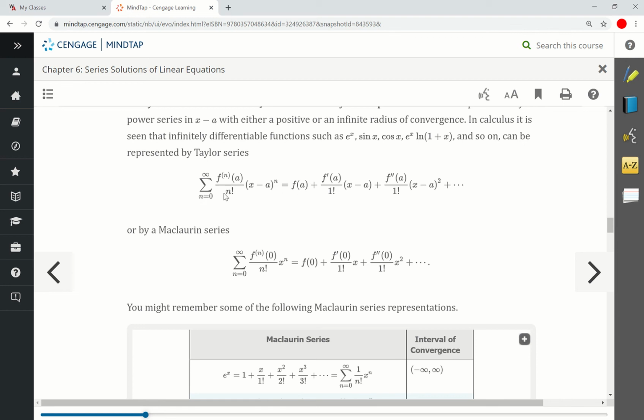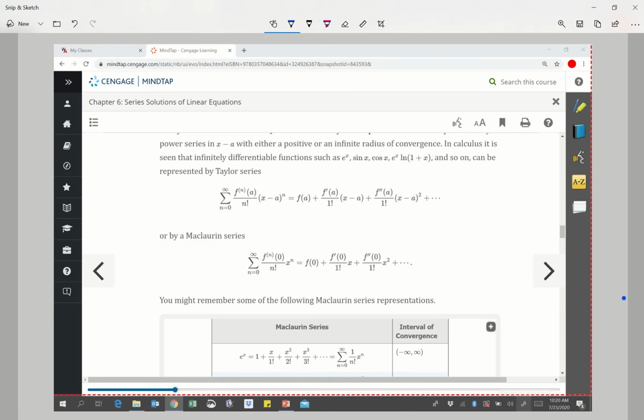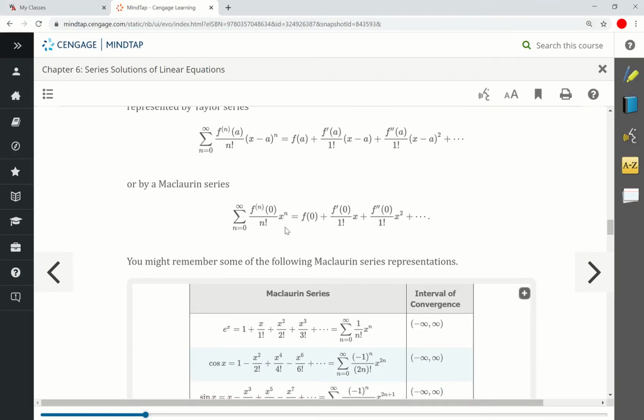When n is equal to 1, we get the first derivative evaluated at a over 1 factorial times x minus a to the first. And here's another typo in the book. For the second derivative, we should get 2 factorial below f double prime of a times x minus a squared, and it just keeps on repeating.